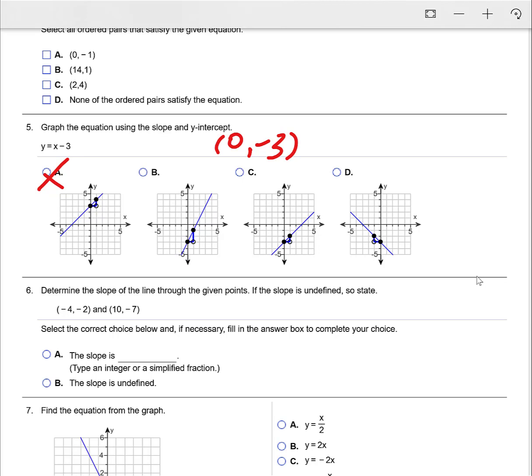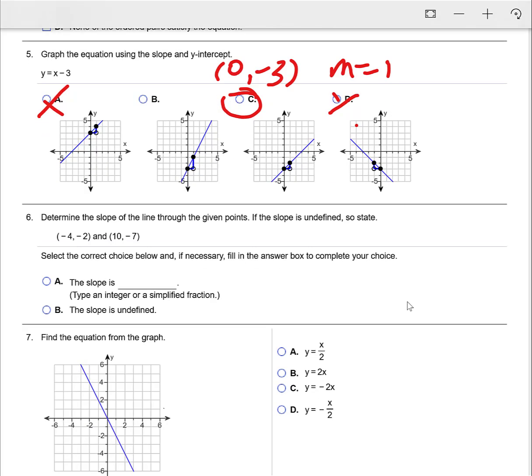I notice it has a positive slope because the slope in this case is 1, the coefficient on the x. So I can eliminate graph D because it's got a negative slope. Now if I take a look at graphs B and C, I notice in graph B, y is going up by 2 while x is the rise is 2 and the run is 1, so B is not the correct answer, C is the correct answer.